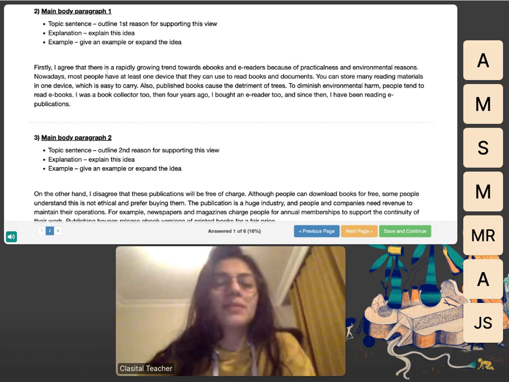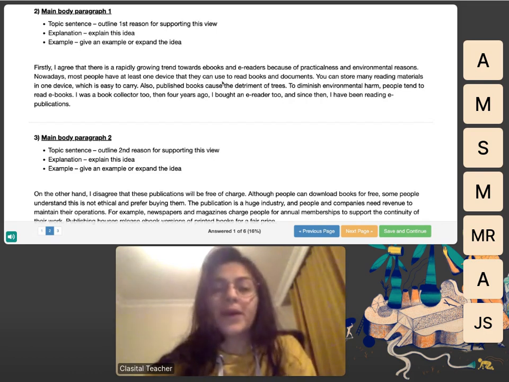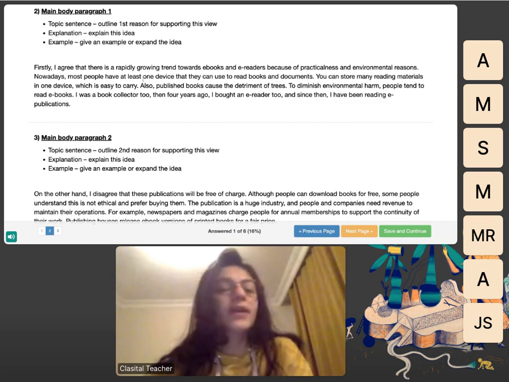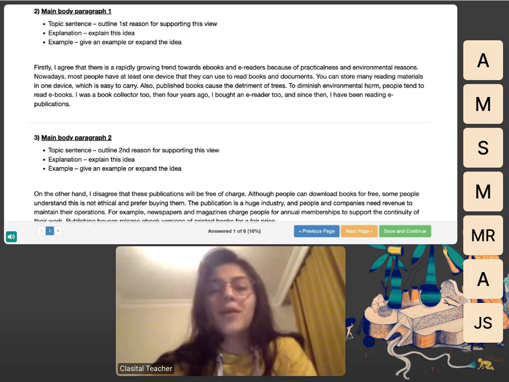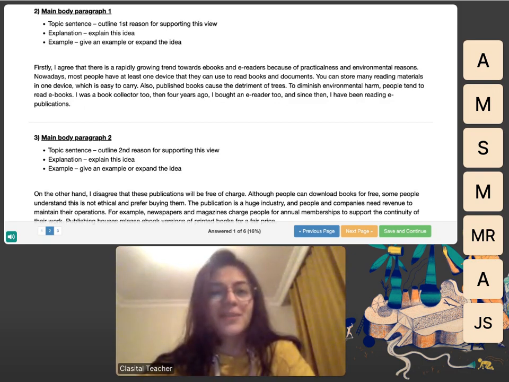It says: nowadays most people have at least one device they can use to read books and documents. You can store many reading materials in one device, which is easy to carry. Also, published books cause detriments to trees. To diminish environmental harm, people tend to read ebooks. I was a collector too. Then, 4 years ago, I bought an e-reader too. And since then, I have been reading e-publications.